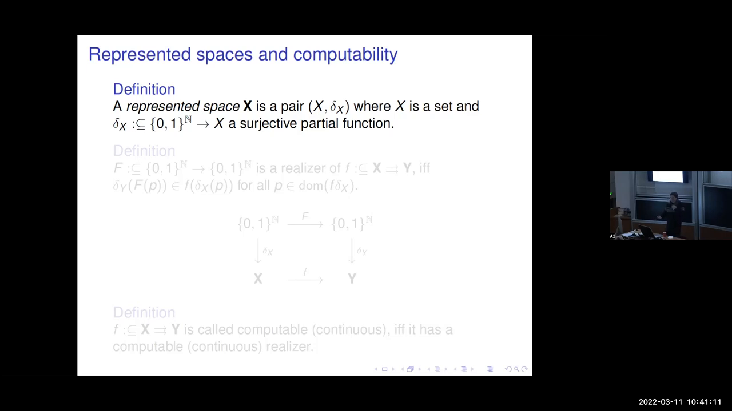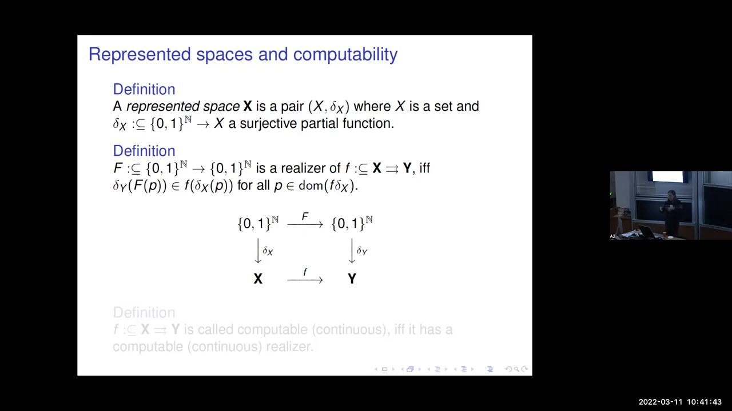A represented space is just some stuff we're interested in, with some way of coding the interesting stuff by elements of Cantor space. And then, of course, you need to make sure that you've picked the representations that you actually wanted. It's really about a notion of a space rather than a set. If you want to work with the space of real numbers, that has more structure than just being a set.